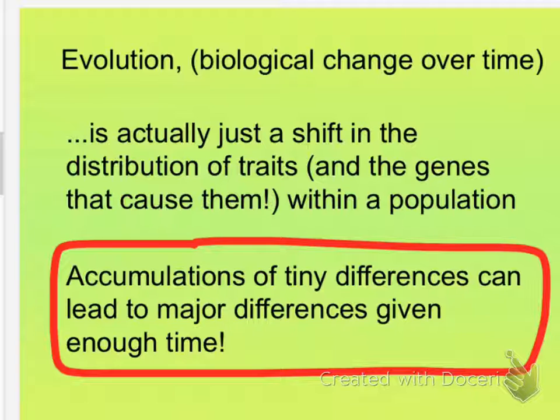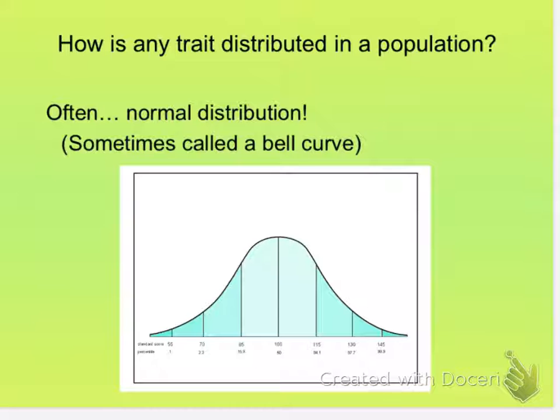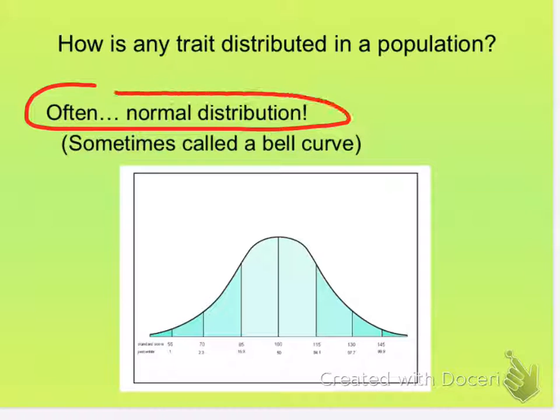Okay? And when we break it down to the scientific level, what we are really talking about is a change in how frequently a gene appears in a population, how frequently a trait appears in a population, and in how traits change over time. It's a normal distribution. So how is any trait distributed in a population? Well, most often it's normal. Most often the distribution of any trait in a population, if you measure enough members of the population, will show a normal distribution. And somebody said yesterday it looks like a bell. It is sometimes called a bell curve because it does look a little bit like a bell.